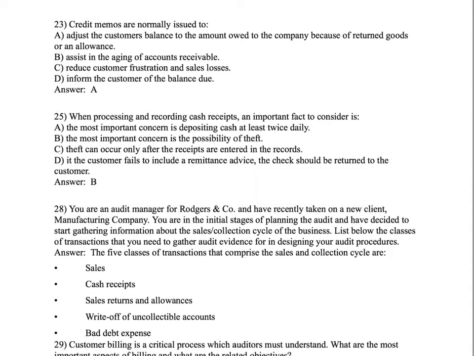Number 23, credit memos are normally issued to adjust the customer's balance to the amount owed to the company because of return of goods or an allowance. So again, when you issue a credit memo, it will reduce the amount that the company owes, and sometimes in this credit format.